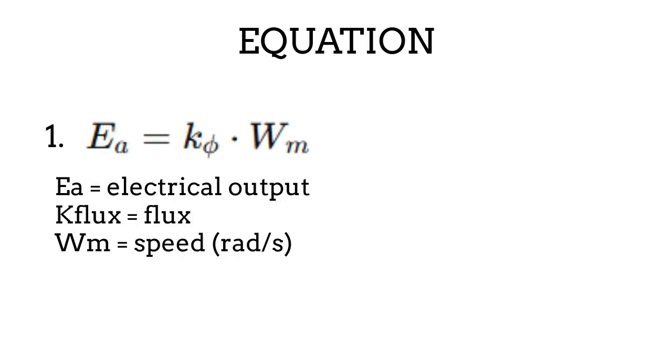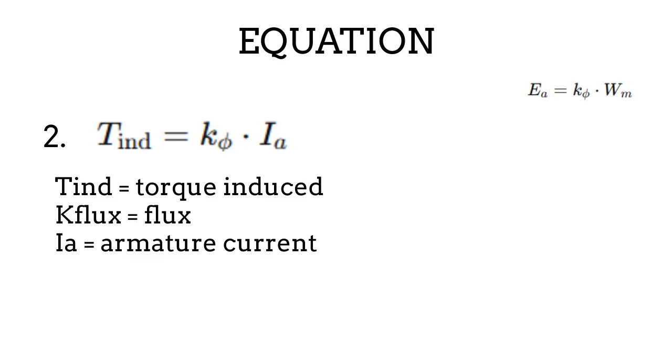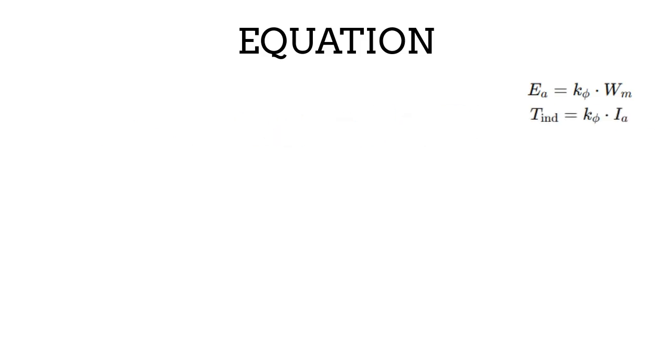Here are the equations needed. First is the equation to find EA. EA equals electrical output. K flux equals flux. Wm equals speed in radian per second. Next is the equation to find torque induced. T-IND equals torque induced. K flux equals flux. IA equals armature current. Next is the equation for VT.